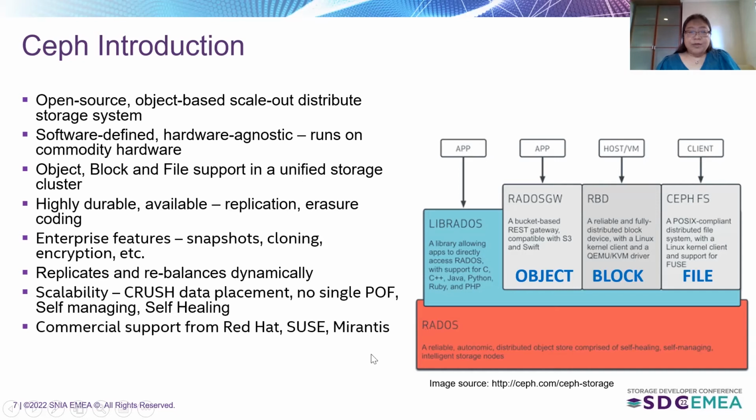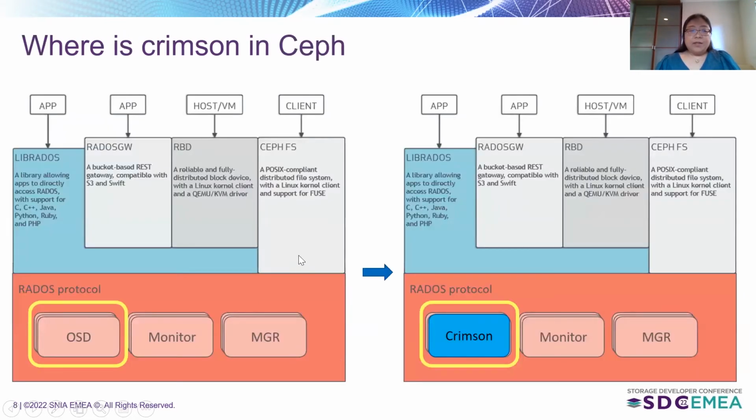It can do replication and rebalancing dynamically. It is also self-managing, self-healing, and has no single point of failure. It also has commercial support. Then where is Crimson in Ceph? So Crimson is the next generation of OSD. We just replaced the OSD in classic Ceph with Crimson. So the other parts are not touched currently.